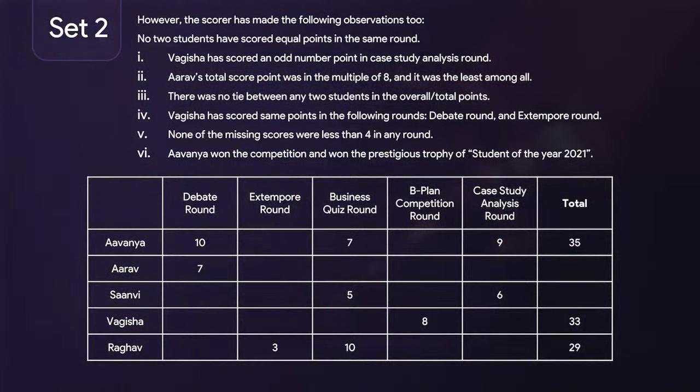However, the scorer has made the following observations. No two students have scored equal points in the same round. Okay, in the same round, no two students have scored equal points. So they have made it very clear that vertically the numbers will be different. The numbers will be different vertically. Okay.